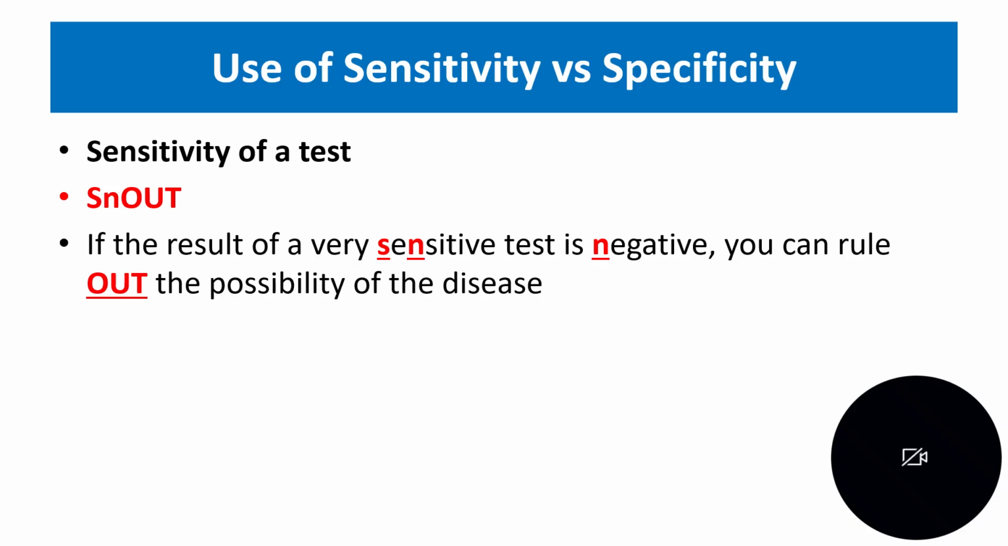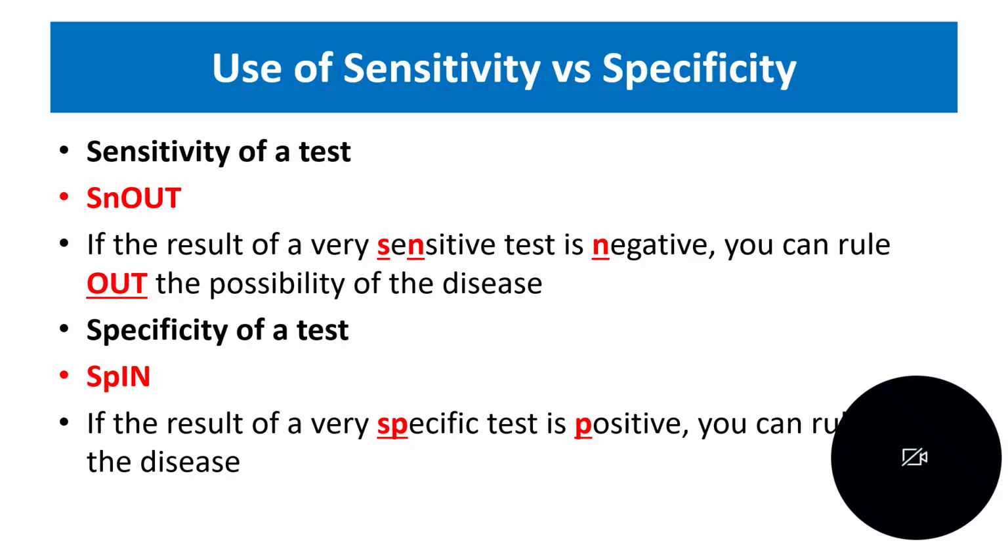And remember what I said, specificity is the opposite of sensitivity, and therefore this is the utilization of specificity. The mnemonic is SPIN, and SPIN, when elaborated, says if the result of a very specific test, the SP in specific is the SP in SPIN, is positive, P in positive, P in SPIN, you can rule in the disease. So please remember this.